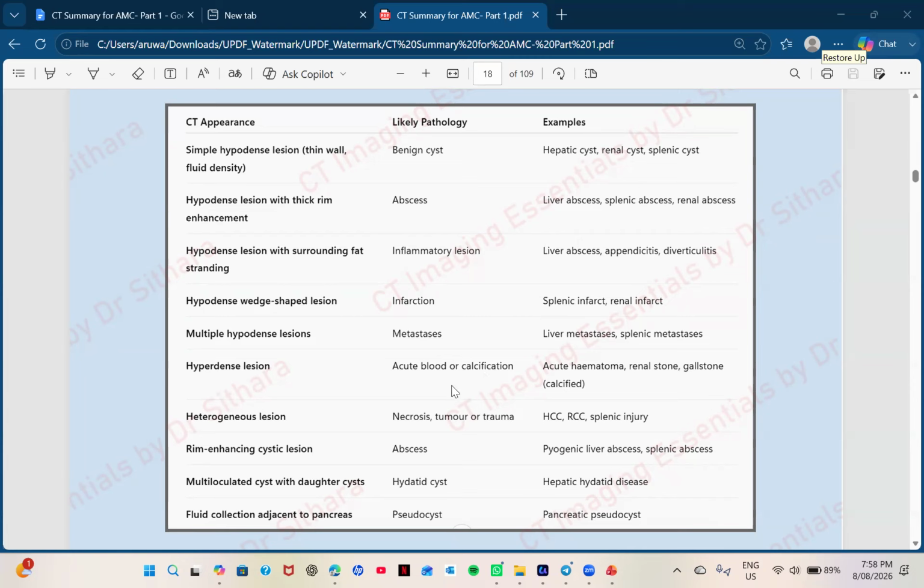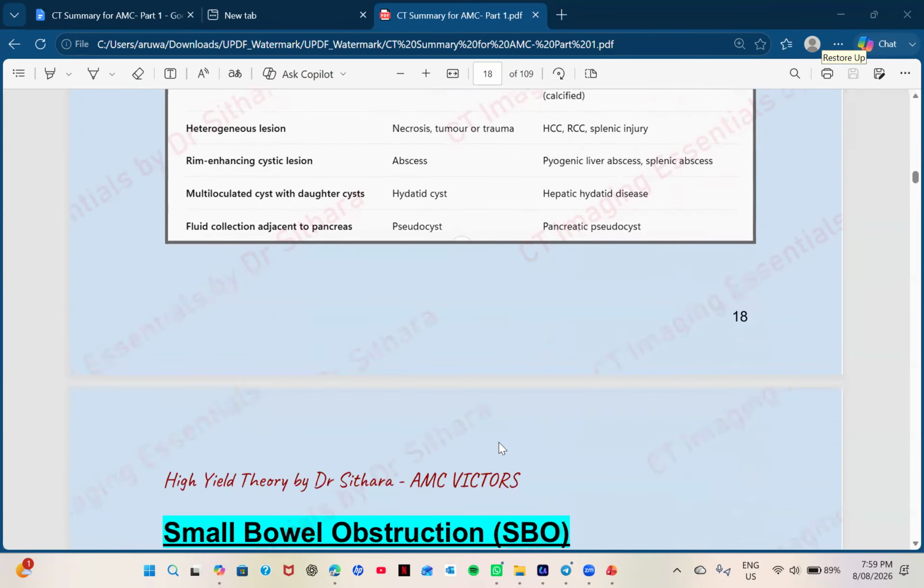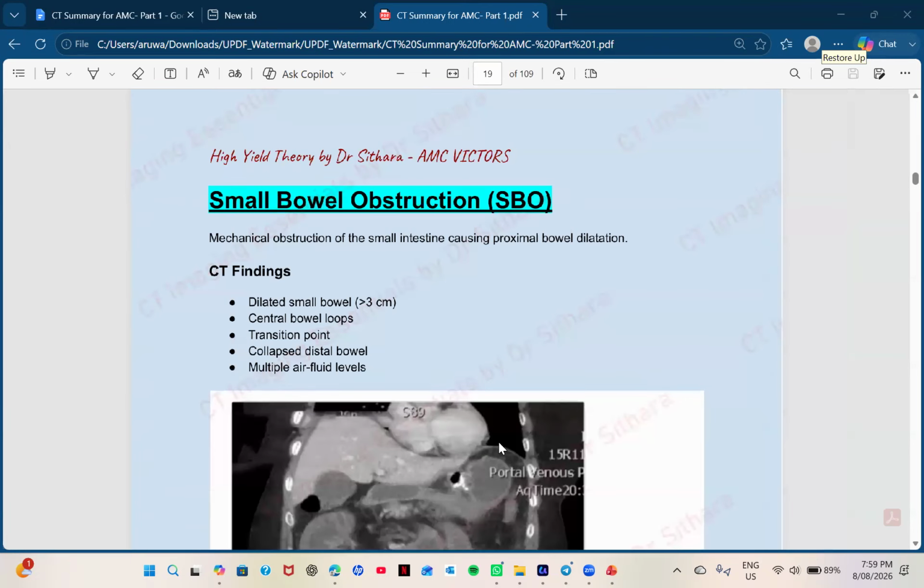Hyperdense means acute blood or calcifications. Heterogeneous lesions suggest necrosis, tumors or trauma, right? A rim-enhanced lesion, very important, like an abscess, with thick rim enhancement, you can see the abscess. A multiloculated cyst with daughter cysts is typical for a hydatid cyst, right? The daughter cyst. A fluid collection adjacent to the pancreas, you can think about a pseudocyst, okay? Pseudocyst.